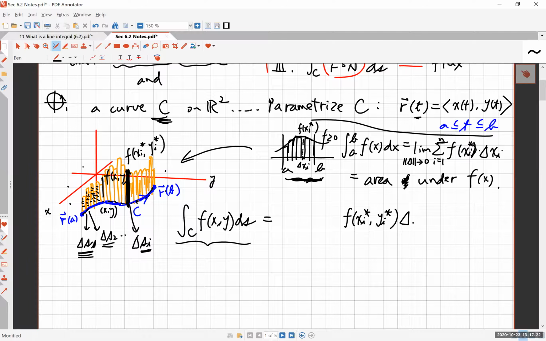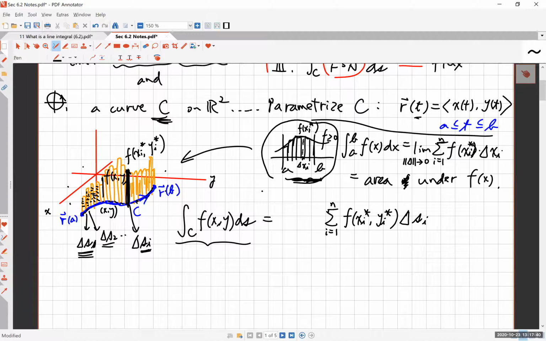And then we multiply this by the length of that subcurve, which is supposed to be sort of like a straight line because this is really a fine partition. And then you add all of those things up. So what do you get?